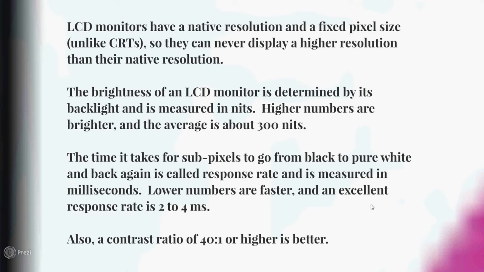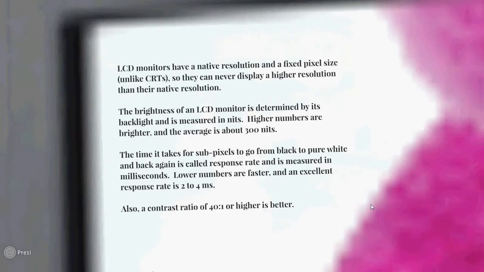The time it takes for subpixels to go from black to pure white and back to black again is called the response rate, and it is normally measured in milliseconds. Lower numbers are faster, and an excellent response rate is 2 to 4 milliseconds. Also, a contrast rate of 40 to 1 or higher is better.